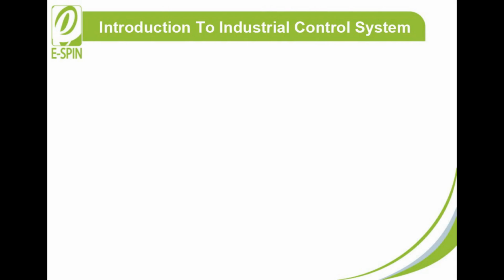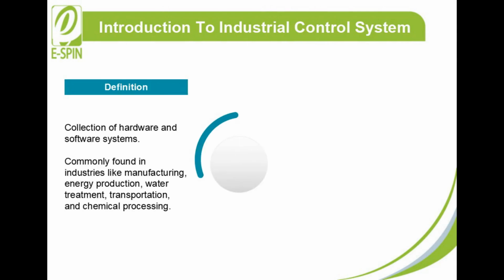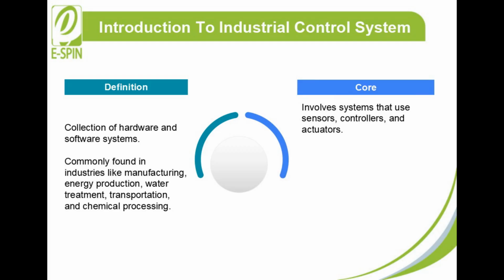Introduction to Industrial Control System. The definition refers to a collection of hardware and software systems that control, monitor, and automate industrial processes. It is commonly found in industries like manufacturing, energy production, water treatment, transportation, and chemical processing. At the core, ICS involves systems that use sensors, controllers, and actuators to regulate the operation of equipment and machinery.